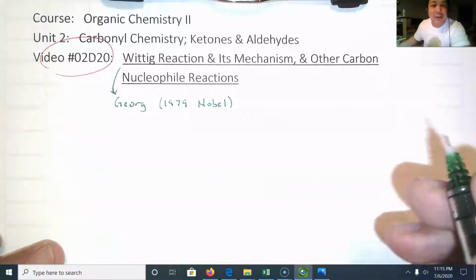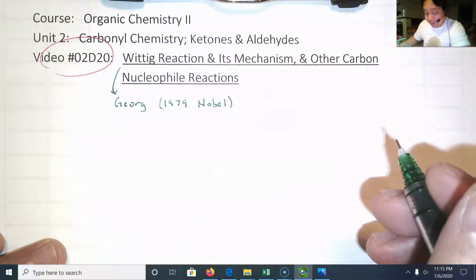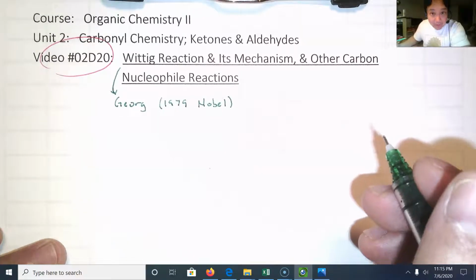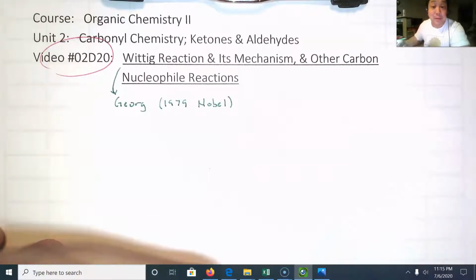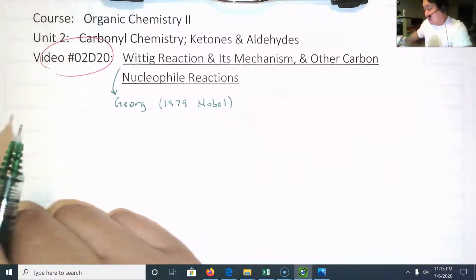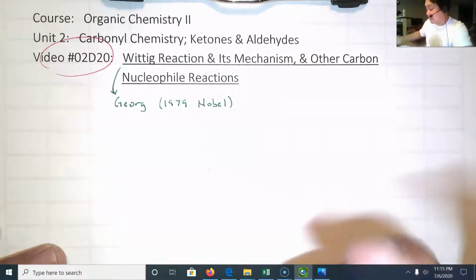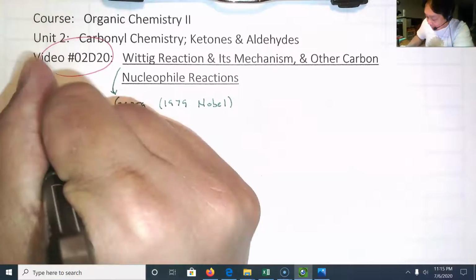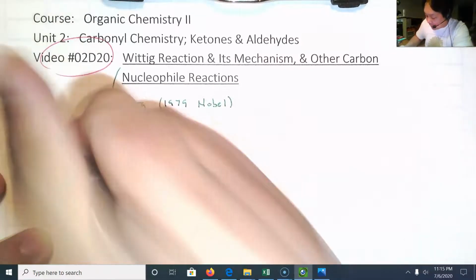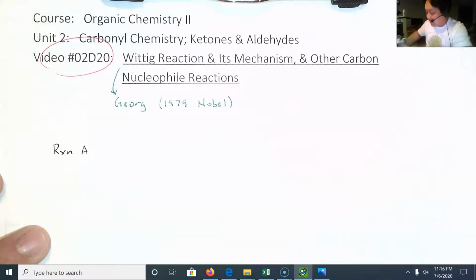A very unusual reaction. We're going to make a carbon-carbon bond. Not only that, it's going to be a carbon-carbon double bond. And the reaction only takes 2 steps in the mechanism. Let's take a look at the reaction. Reaction A, the Wittig reaction.